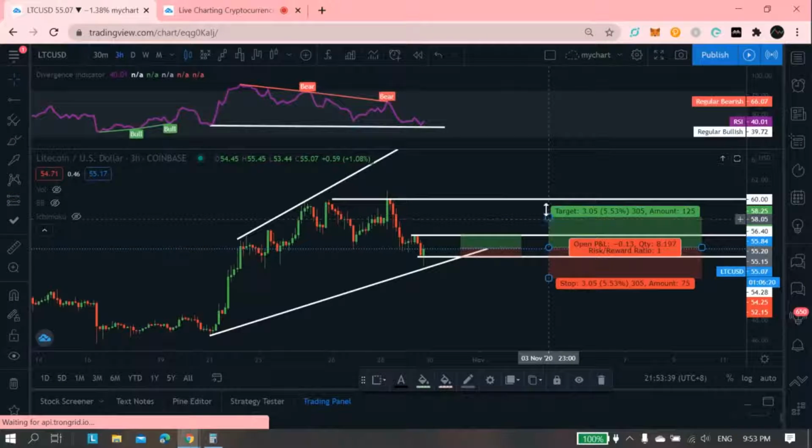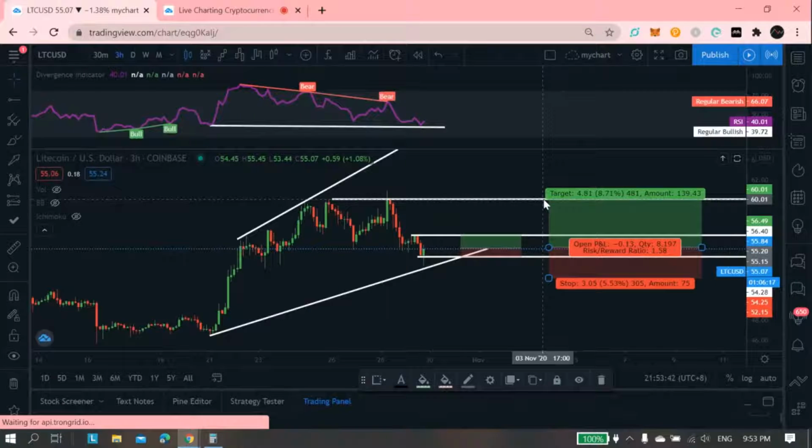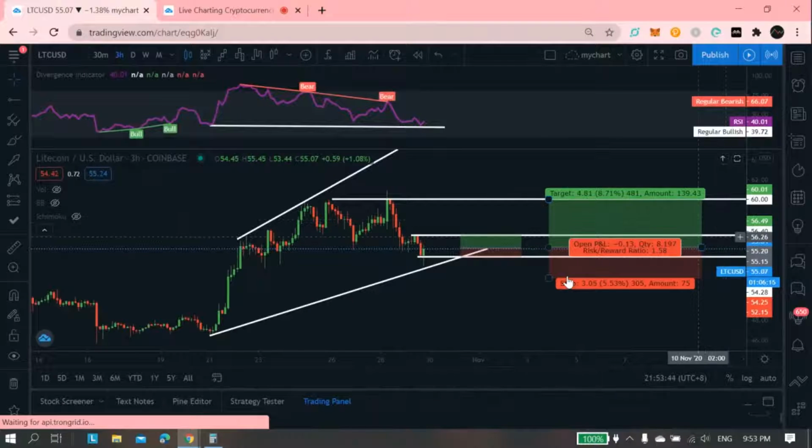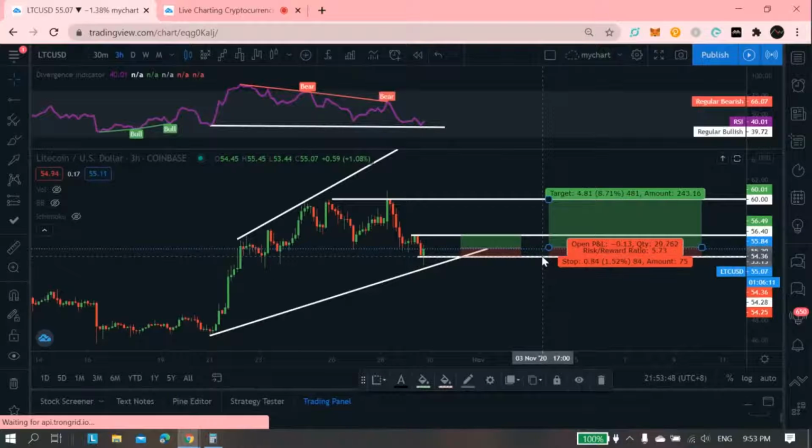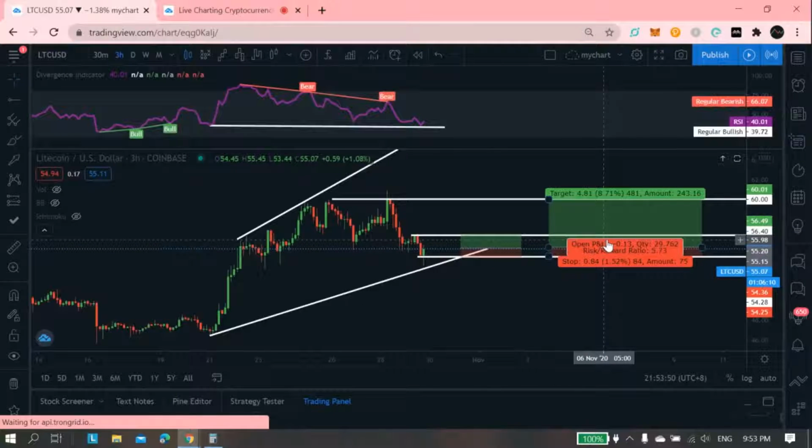But if this one gets hit, the $60, of course this is a much better return. Risk reward ratio 5.73.